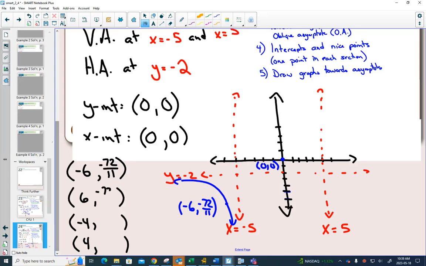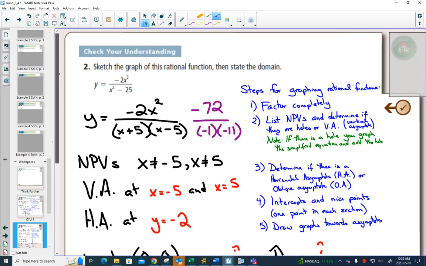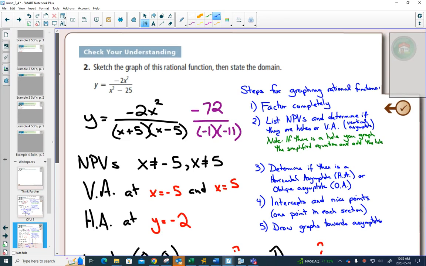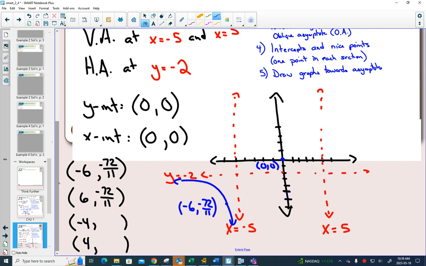By symmetry, and by the fact that everything in the original equation is squared, negative 6 squared and 6 squared are the same thing. So I will get negative 72 over 11 for positive 6 as well. I mean, you can plug in positive 6 exactly the same way and evaluate it to figure that out.